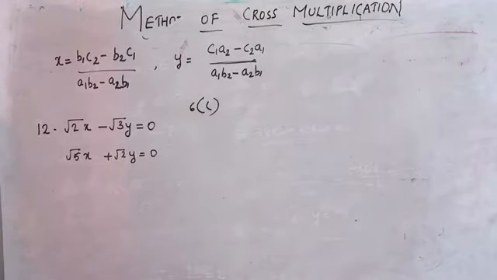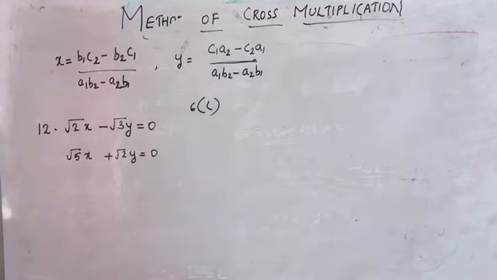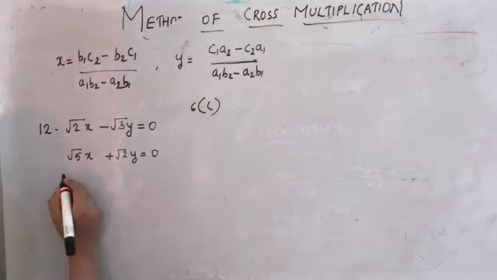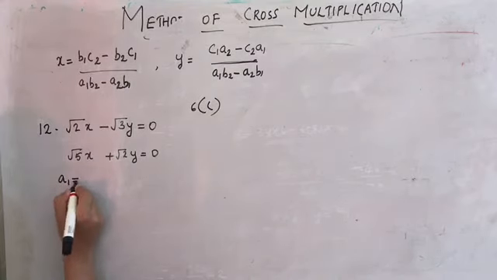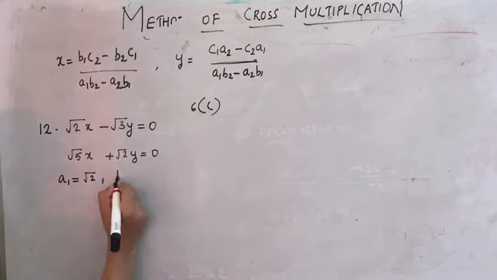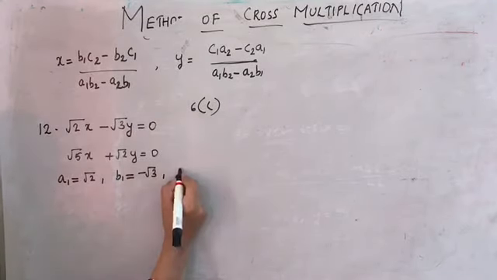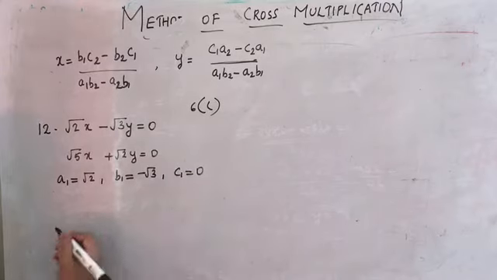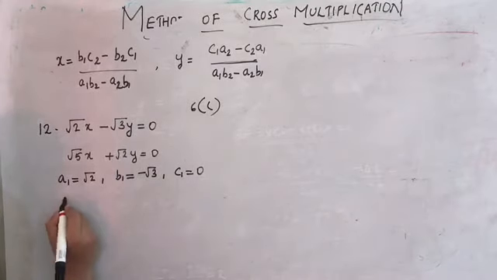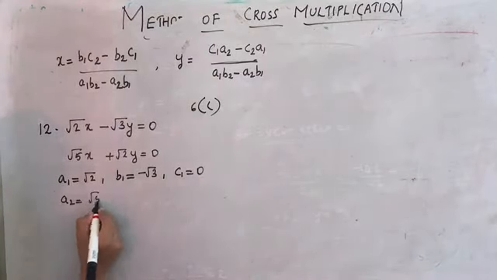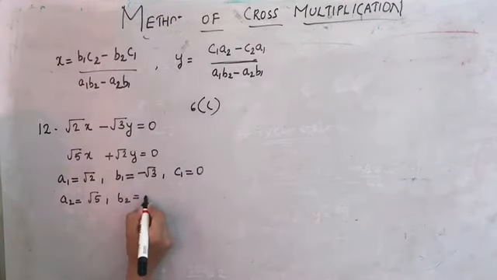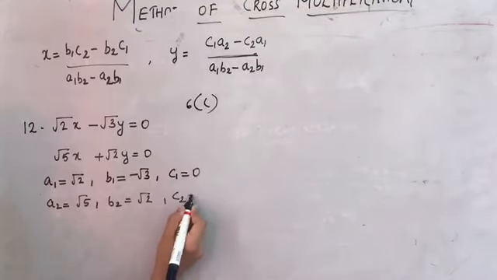Let us do our next question. 12th one. Root 2 x minus root 3 y equals 0. Root 5 x plus root 2 y equals 0. So a1 equals root 2, b1 equals minus root 3 and c1 equals 0. So the constant is 0 here. And a2 equals root 5, b2 equals root 2 and c2 equals 0.